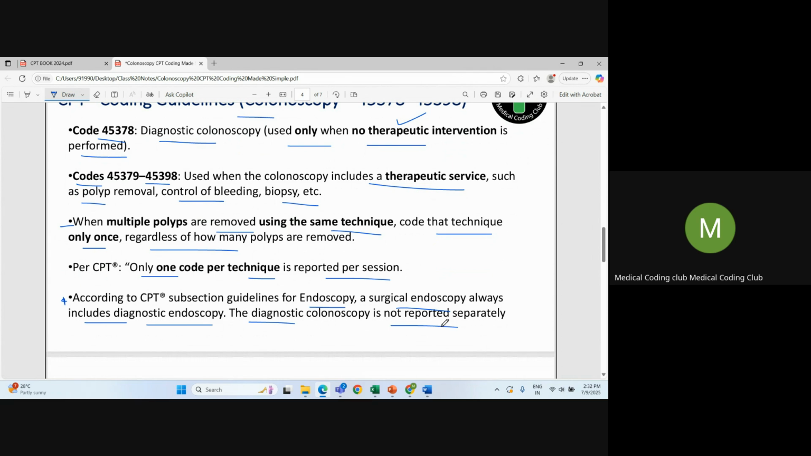Okay, during the same session, if they are doing a screening procedure and they find an abnormality, and immediately after that they also perform the therapeutic procedure, then you don't have to code two separate codes, one for diagnostic and one for therapeutic. Instead, you will code only one code for therapeutic, because the diagnostic, that is the screening procedure, is an integral part of the surgical procedure.